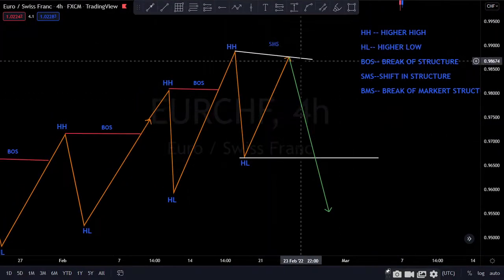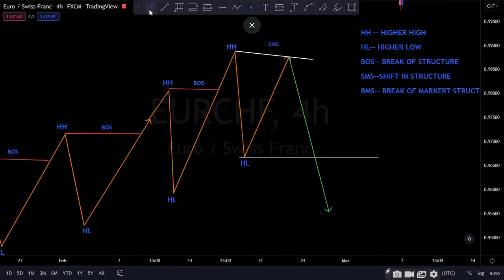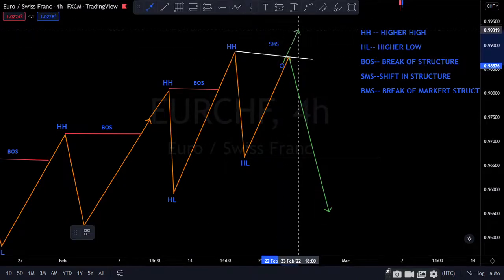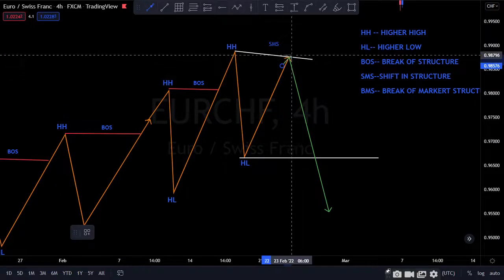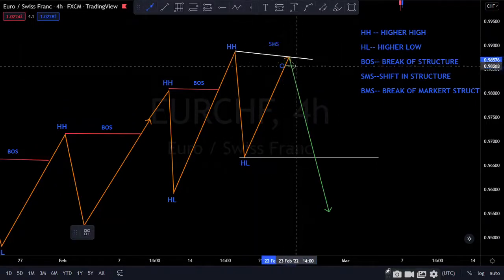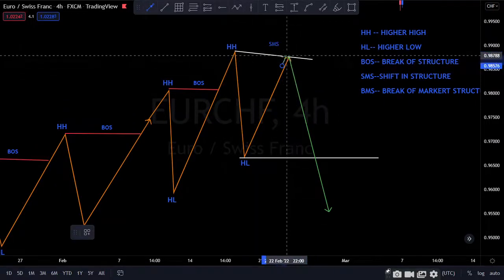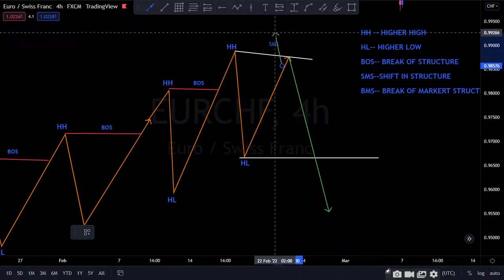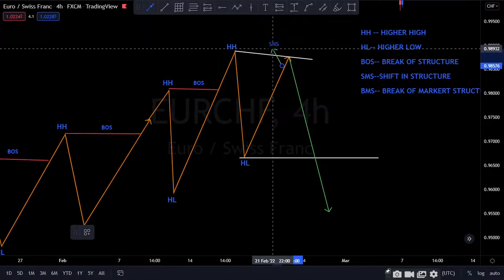So here you saw that instead of the market creating another higher high, it didn't. It created a lower low, and it created a lower high because this high is lower than this low. Immediately we see it, we call it SMS, shift in market structure.